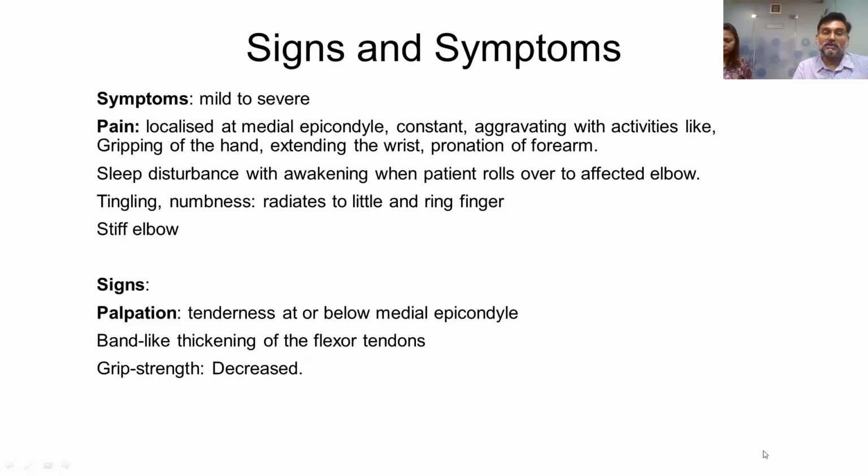The patient could experience sleep disturbances with awakening when he rolls over onto the affected elbow. There could be tingling, numbness, which radiates to the little and the ring finger, and the patient could have a stiff elbow. On palpation, there could be tenderness at or below the medial epicondyle, and there could be a band-like thickening of the flexor tendons, and the grip strength is decreased.